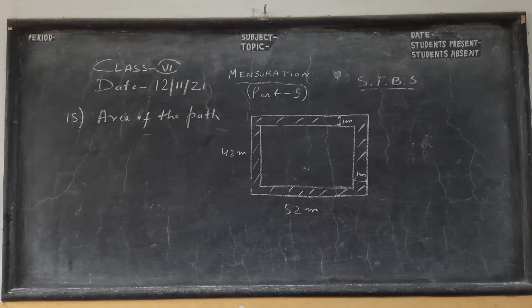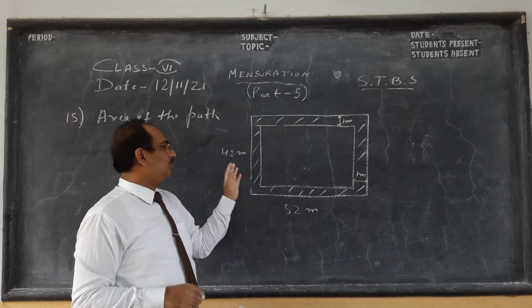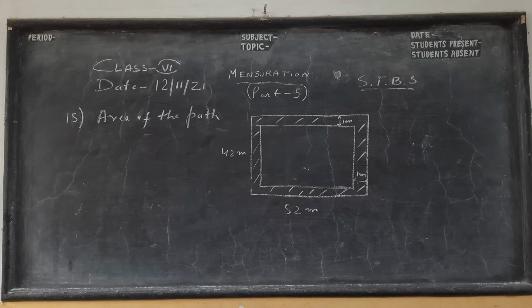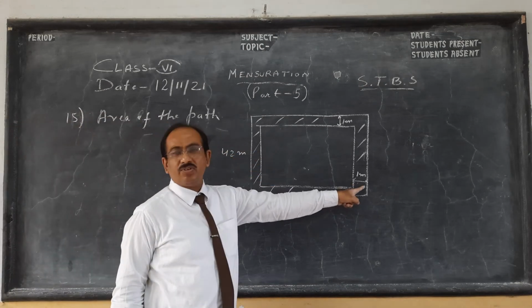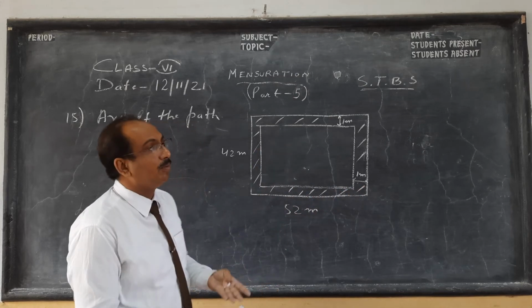Next, children, I go to my second last question, and it's a very interesting question, and we are trying to solve this. This is question number 15, my second last of the book and second last of my video lesson. We have to find that there is a field, children, whose length is 52, breadth is 42. All around this field there is a path whose width is 1 meter. So this I have exaggerated a little bit. So we have to find the area of the path.